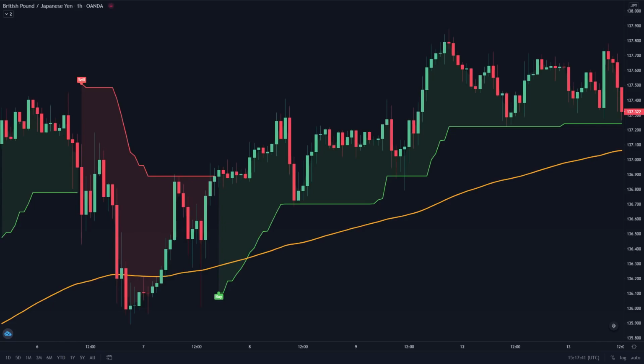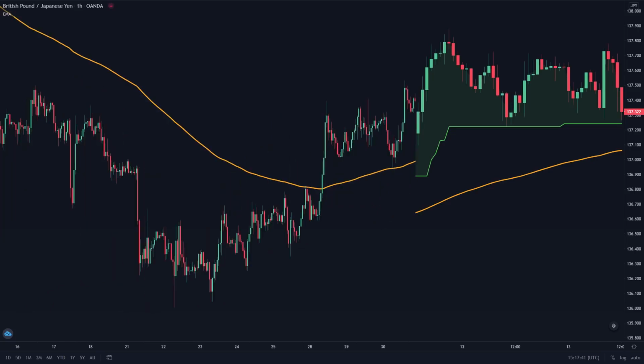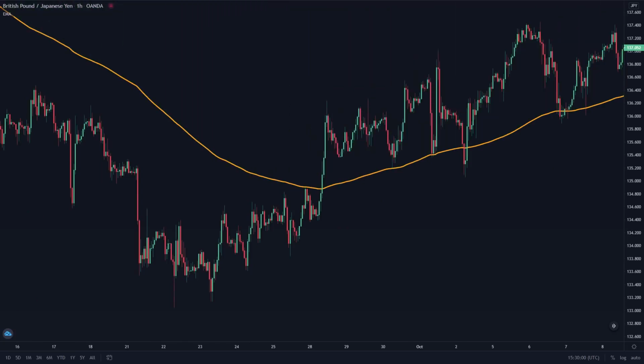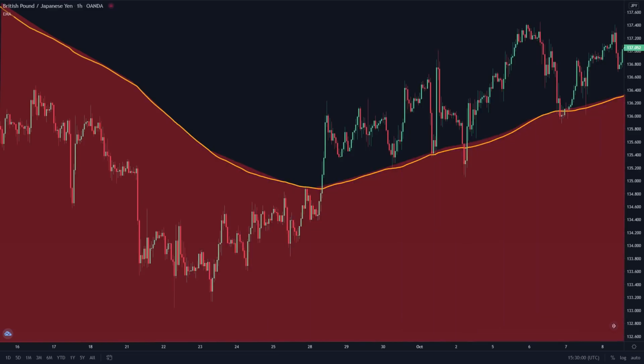And the way you combine the 200 EMA with other indicators is very simple. If the price is above the 200 EMA, you only take buy positions. And if the price is below the 200 EMA, you only take sell positions. So let me give you an example.